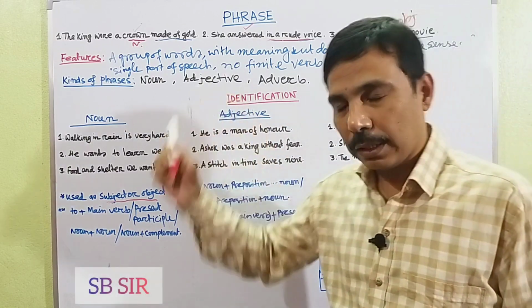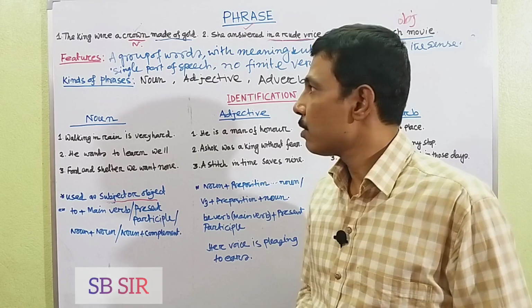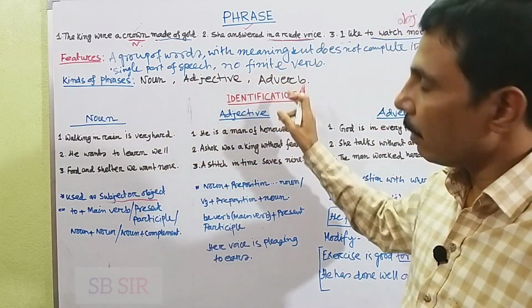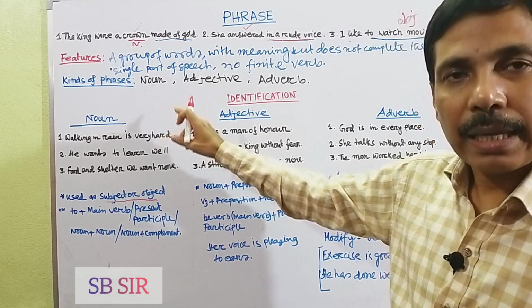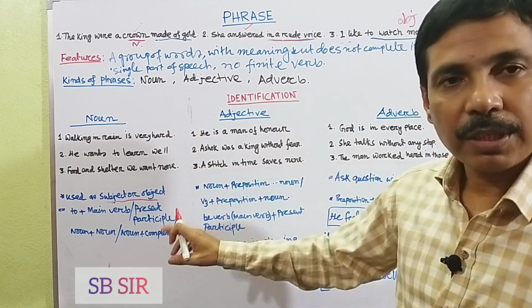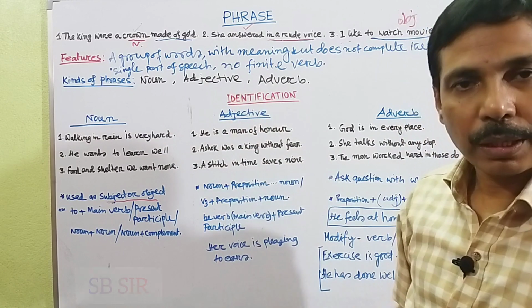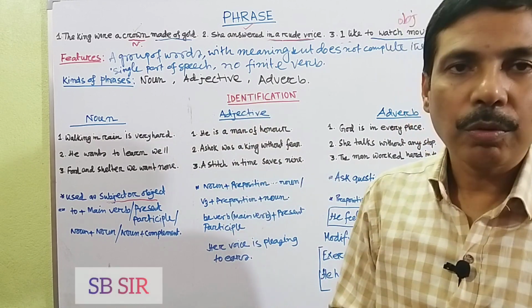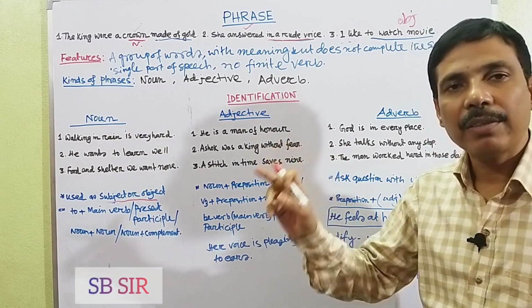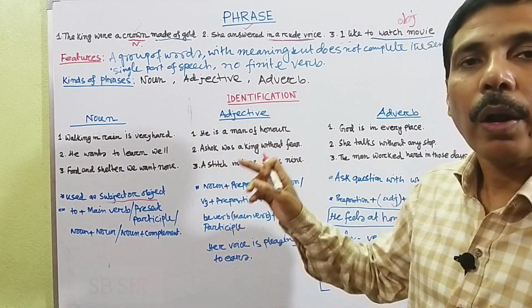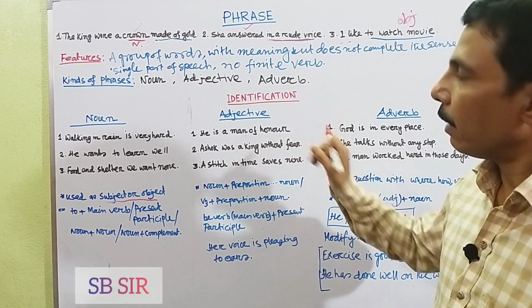So we can get 3 types of phrase here: noun, adjective, adverb. A noun phrase is used as the subject or object of a verb of the sentence. Number 2, an adjective phrase modifies a noun, only a noun. And an adverb phrase modifies a verb or adjective or another adverb.